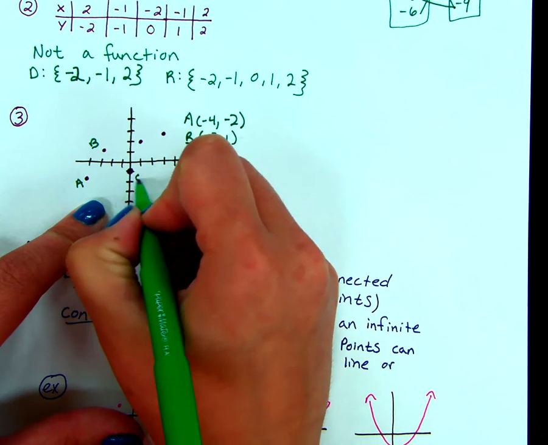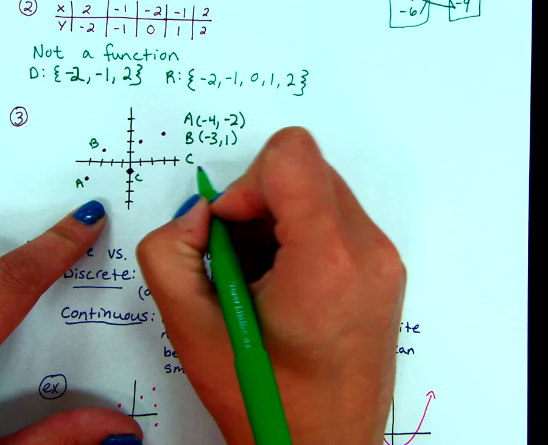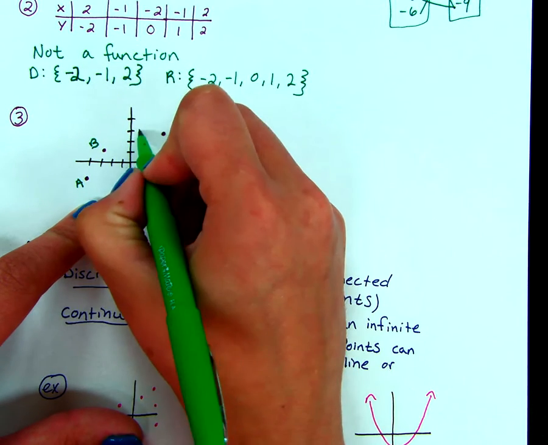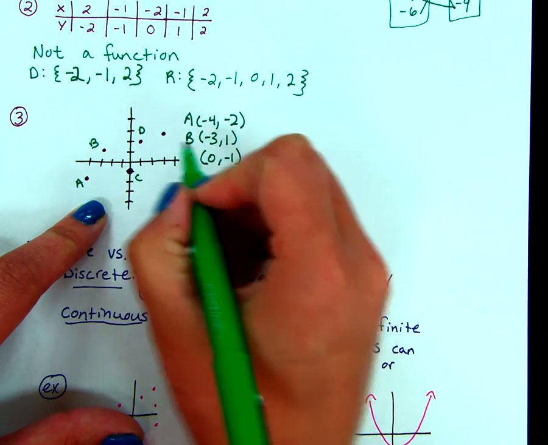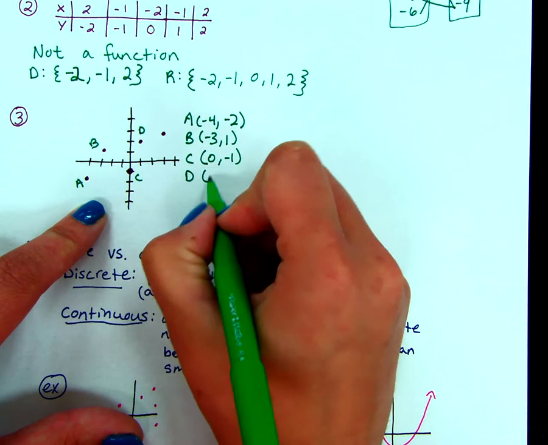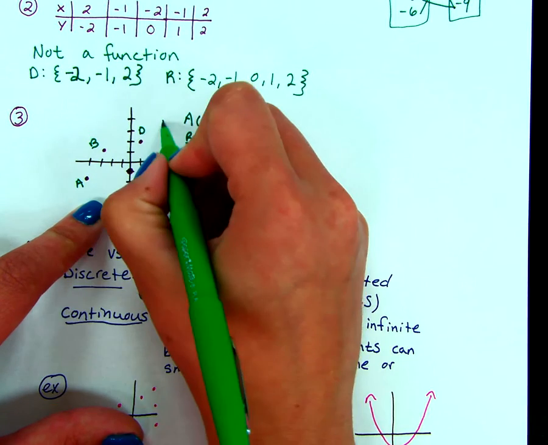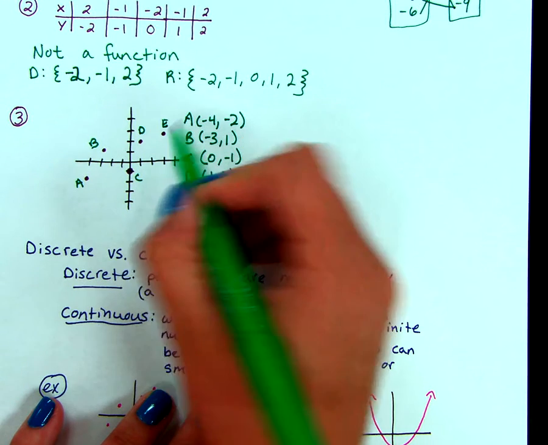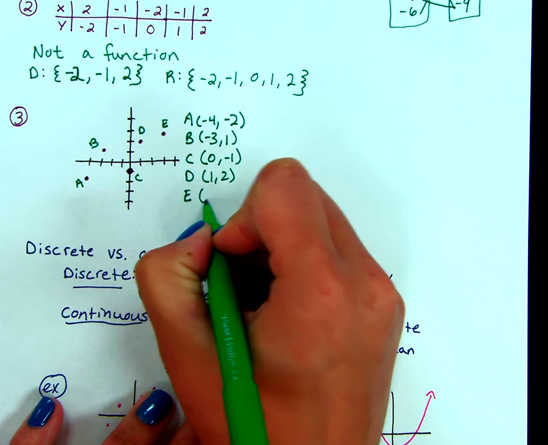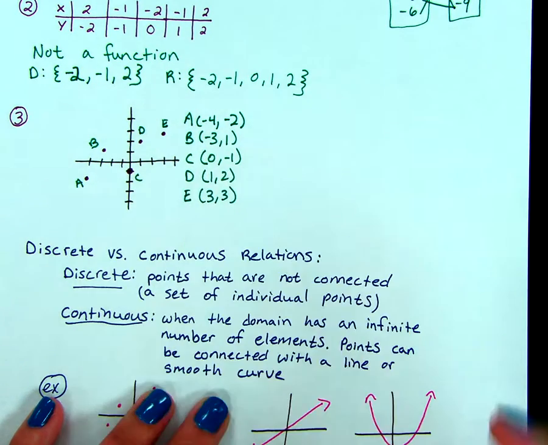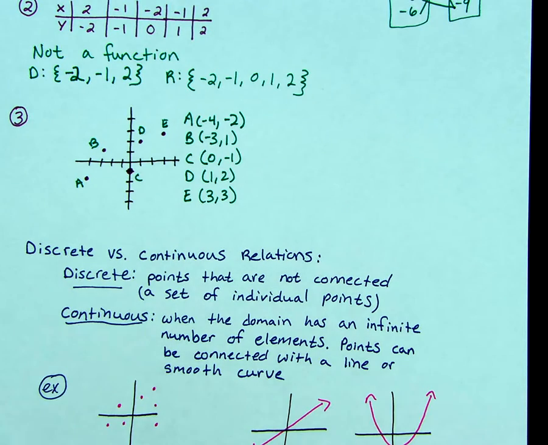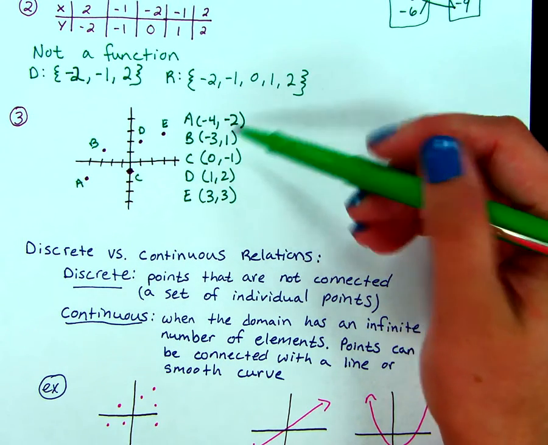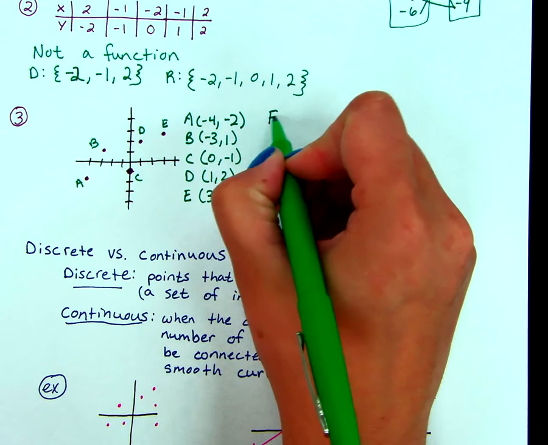And C is going to be our next one. So that is at 0, -1. And let's mark this one D. So that's at 1, 2. And our last one, E, is at 3, 3. So again, to decide if it's a function, we just want to see if any of our x's repeat. So it doesn't look like any of them repeat, so that means that this will be a function.